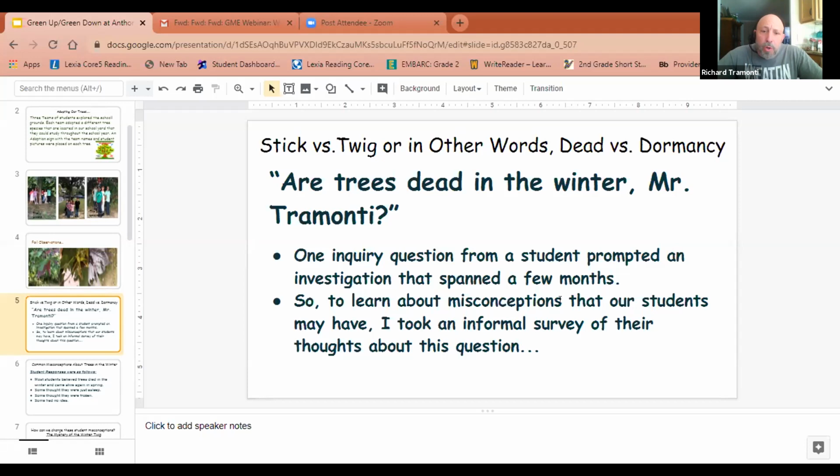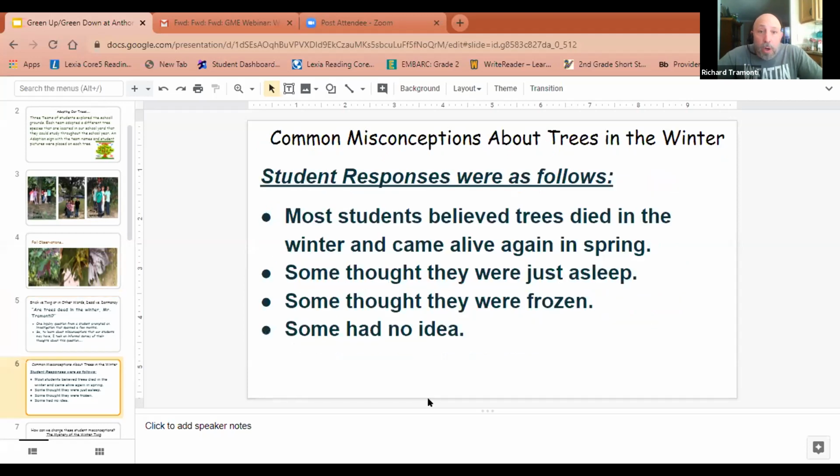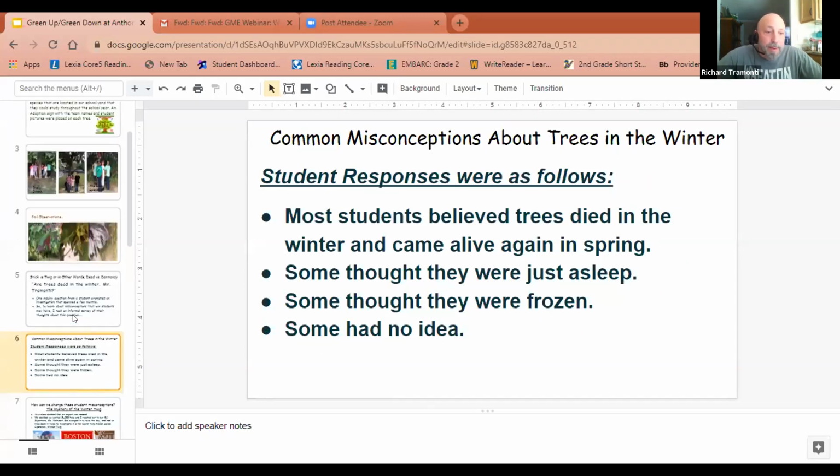So to learn about misconceptions that our students may have had, I took an informal survey first of their thoughts about this question. All right, and here's what we came up with. The common misconceptions about trees: most second graders believed trees died in the winter and came alive again in spring. That was it. Some thought they were just asleep. Others thought that they were frozen, and then some had no idea at all what goes on with trees in the wintertime.